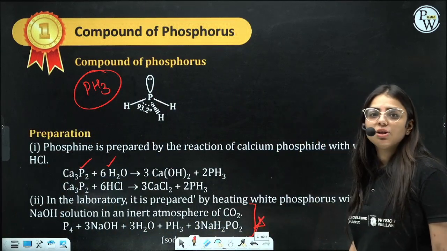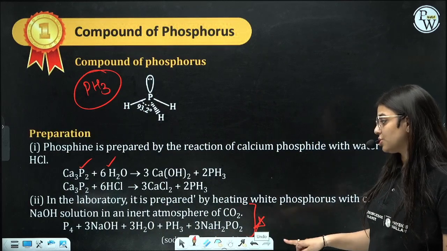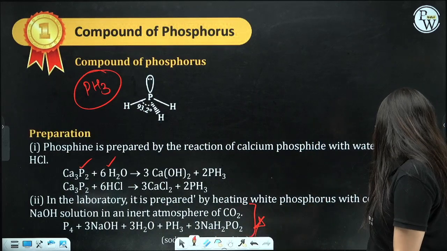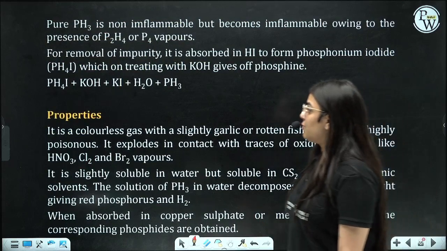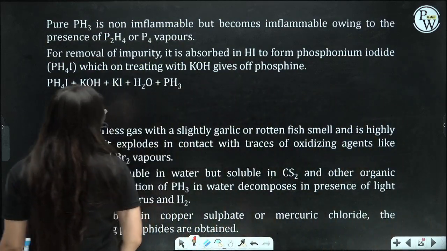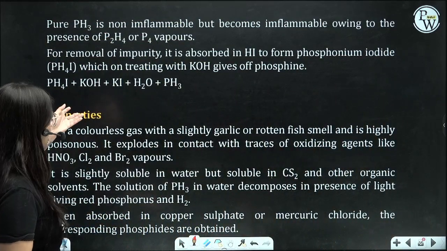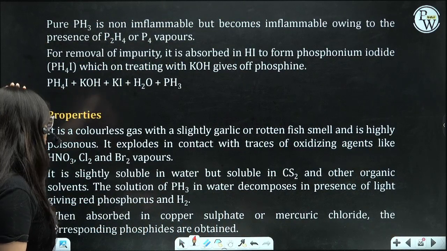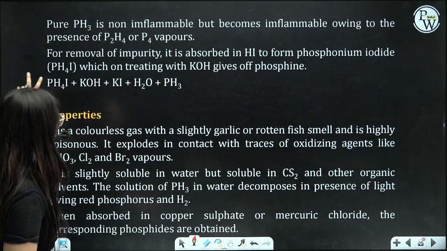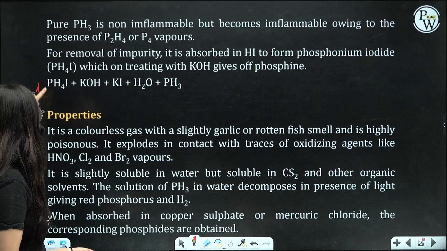Laboratory method is when you react P4 with NaOH and water, you will produce phosphine. Next, pure phosphine basically is non-inflammable but becomes inflammable owing to the presence of P2H4 or the vapors. And no need to learn this because this is not generally asked.